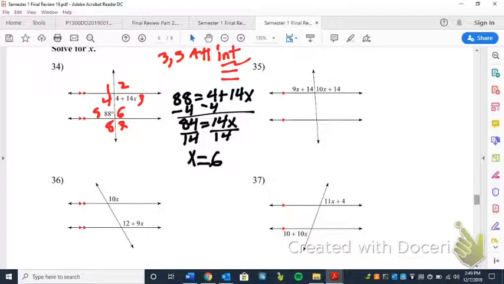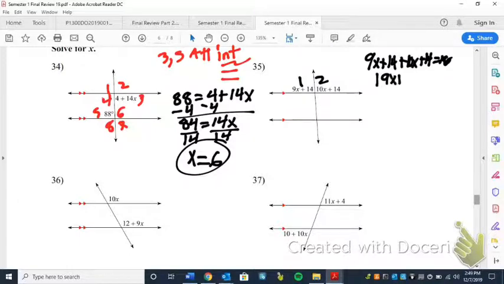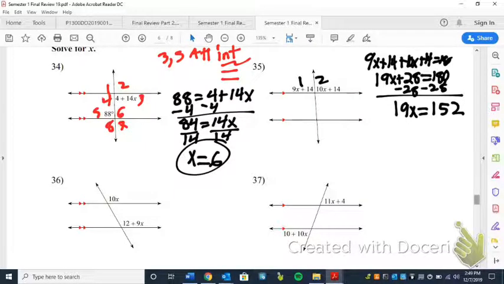Here, we're not asked to find the measure of the angle. That'd be too easy because we already have a point. Anyway, the next two, 1 and 2, linear pairs, supplementary. 9x plus 14 plus 10x plus 14 equals 180. That gives me 19x plus 28 equals 180. Subtract 28 from both sides, and I get 19x equals 152. Divide both sides by 19, and I get x equals 8.